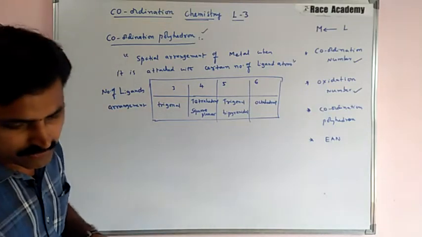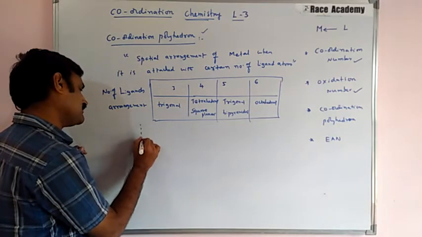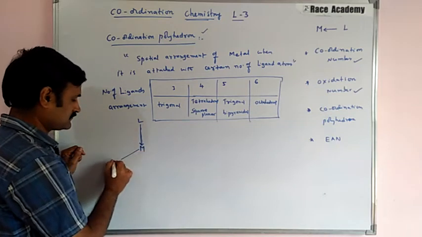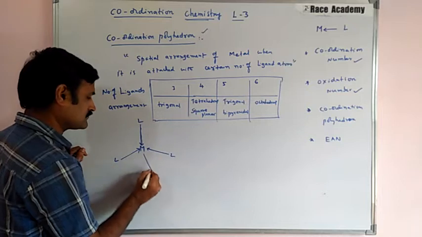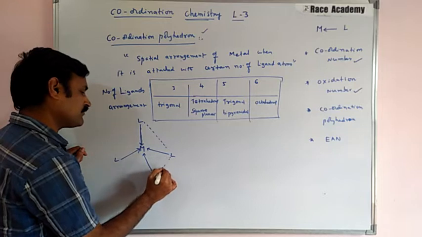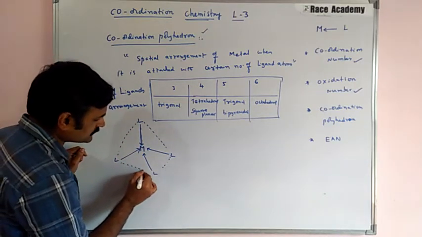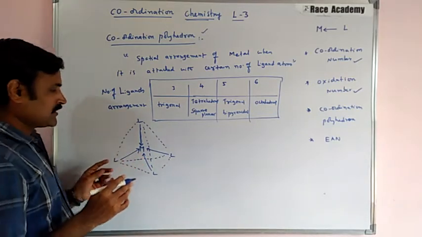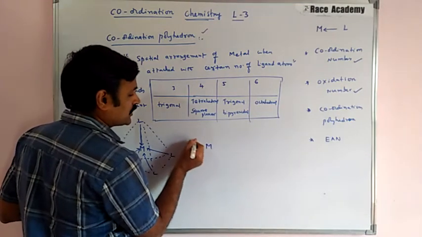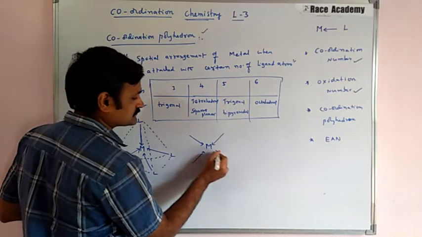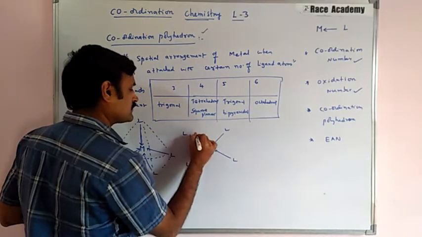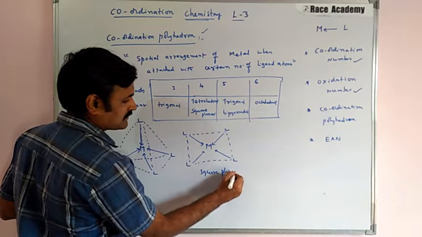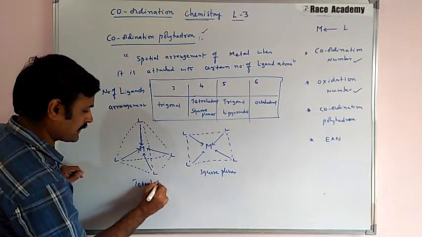Whenever we have tetrahedral geometry around the metal, the ligands will be arranged like this. This dotted line is for your observation only, that is not a bond. The thick line is only a dative bond. This is the tetrahedral arrangement. Most common arrangements only I am showing you. For example, if it is square planar, then around that metal we have ligands present in this manner. So this is the square planar arrangement. This is the tetrahedral arrangement.